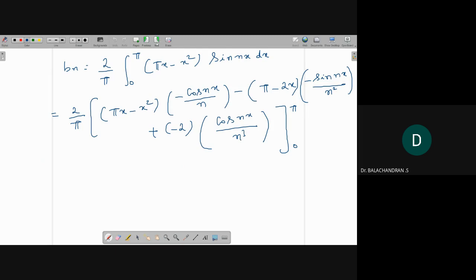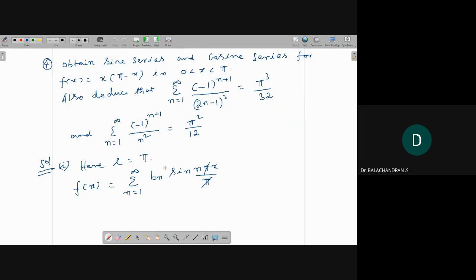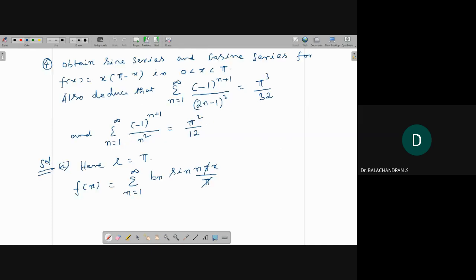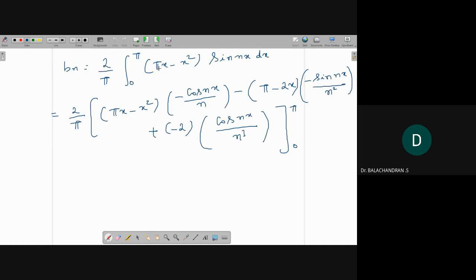Okay. So now I need to find bn. Bn equal to what? 2 by pi, integration from 0 to pi, L is pi, f of x. What is f of x? x into pi minus x, that is pi x minus x square, into sine nx dx.